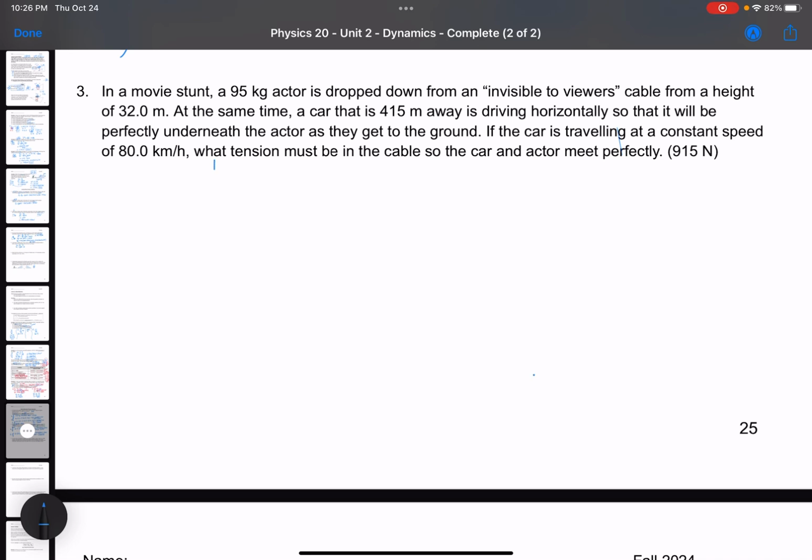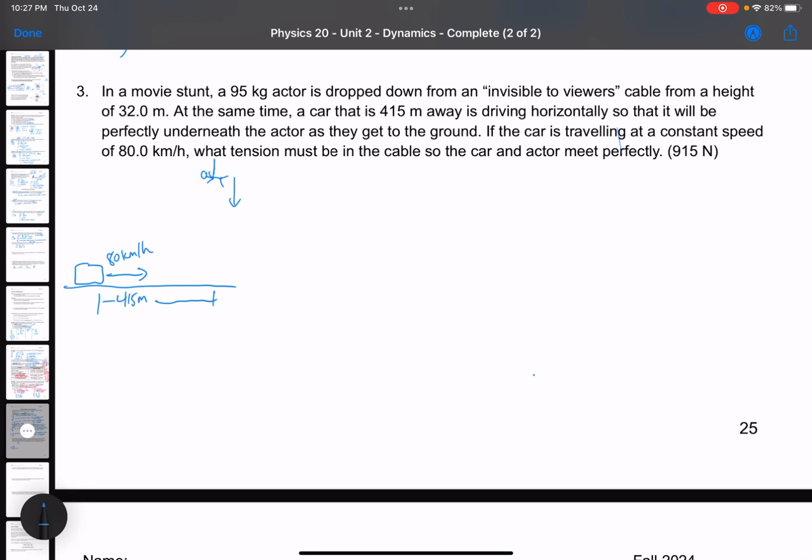So I have my actor dangling from a cable here, and he's going to be lowered down. And we have our car. Our car is heading in this direction at 80 kilometers per hour. And they're 415 meters away. So from where they are to where the actor is going to be is 415 meters.